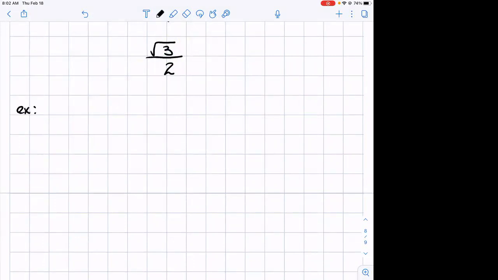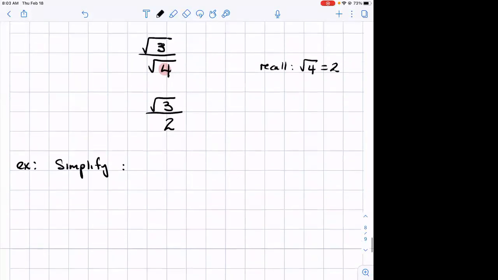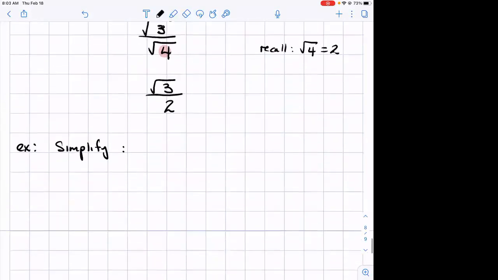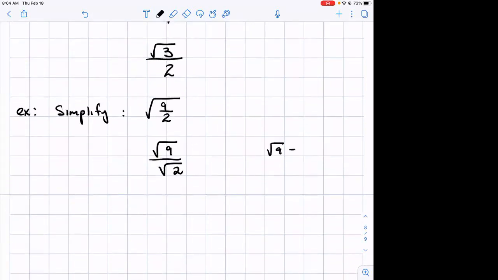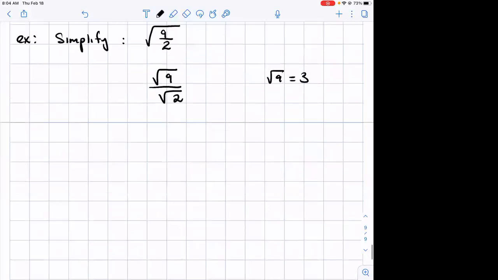Example, simplify the square root of 9 halves. So we can rewrite this. This is the same as the square root of 9 over the square root of 2. And the square root of 9 is equal to 3. So this becomes 3 over the square root of 2.